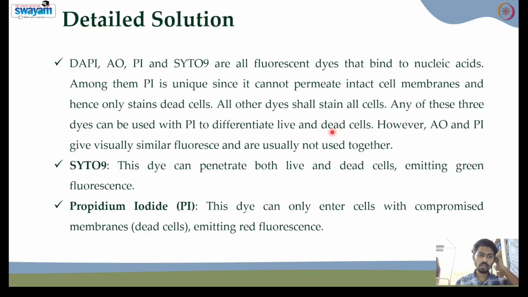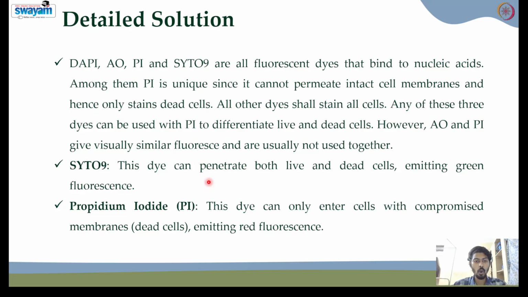First, we will understand what these two dyes are. First, SYTO9. This dye will penetrate both live and dead cells, but it emits green fluorescence for the live cells. Whereas propidium iodide is also a fluorescent dye. This dye only enters the cells which are dead and it emits red fluorescence. So it gives green and red fluorescence. If it is live cells, it will emit the green fluorescence. If it is dead cells, it will emit the red fluorescence.